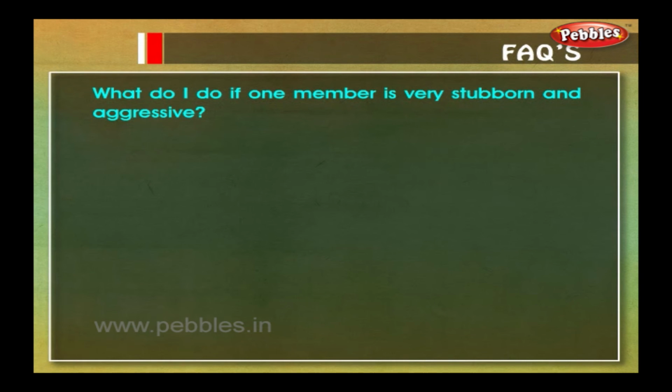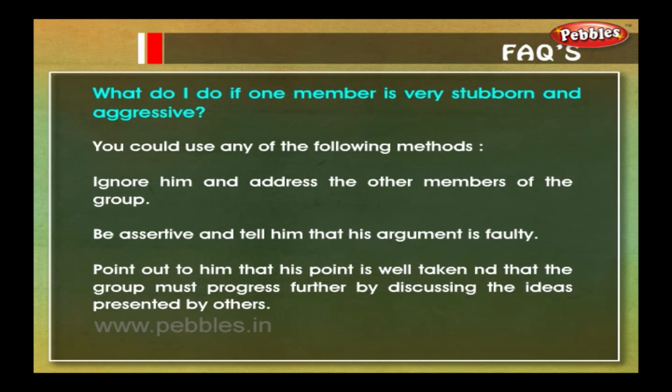What do I do if one member is very stubborn and aggressive? You could use any of the following methods. Ignore him and address the other members of the group. Be assertive and tell him that his argument is faulty. Point out to him that his point is well taken and that the group must progress further by discussing the ideas presented by others.